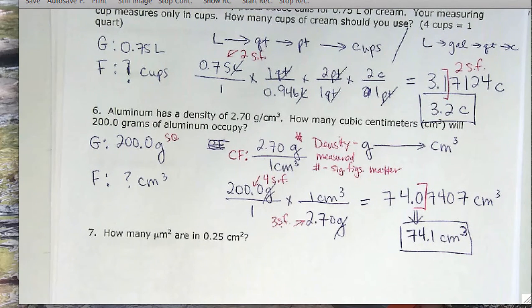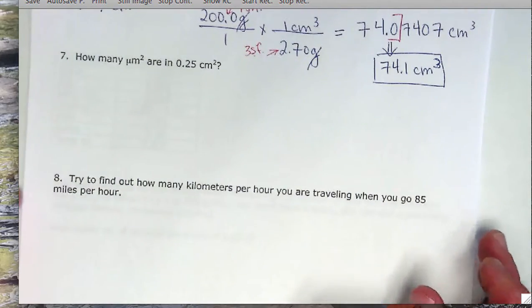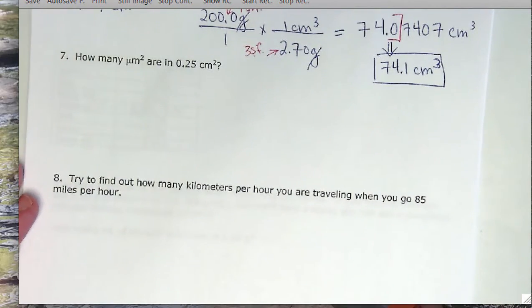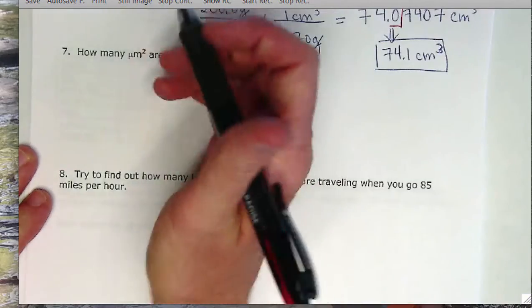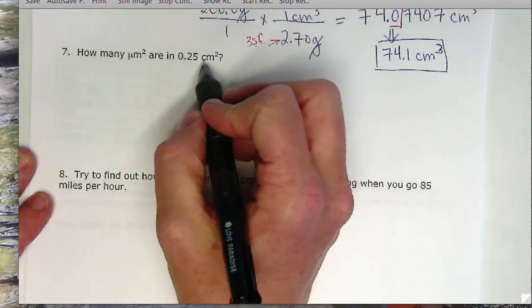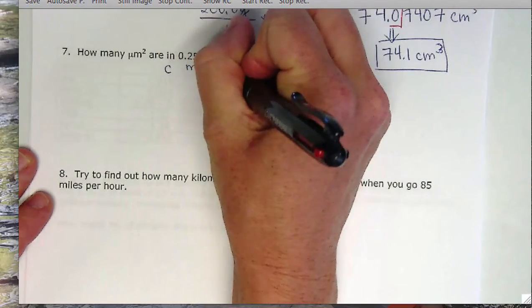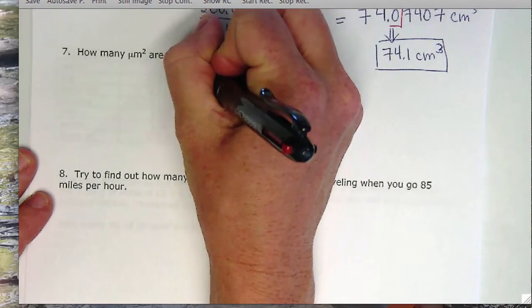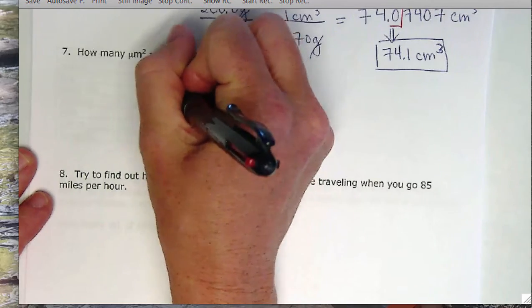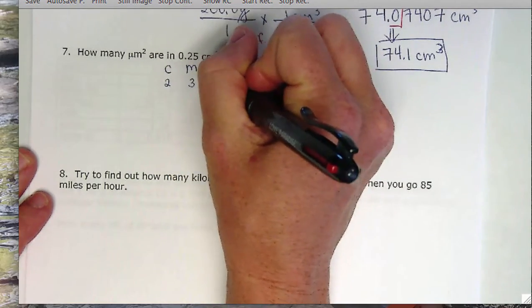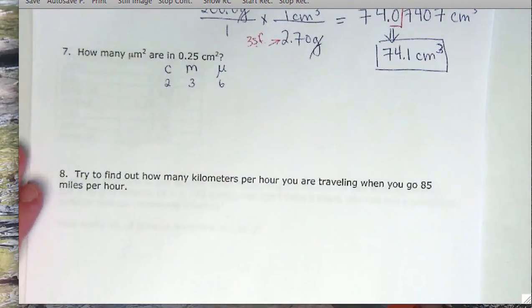Other questions? All right, this next question. It might look like, oh, I can do this. This is just the prefix ladder. I remember centi, milli, micro. Centi is 2, milli is 3, micro is 6. Oh, I can do this, no problem.